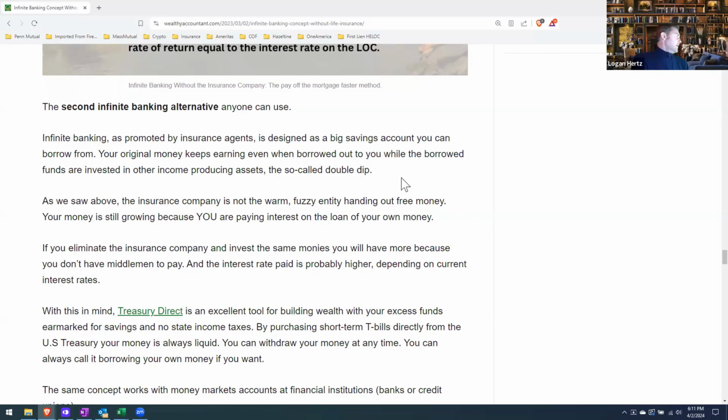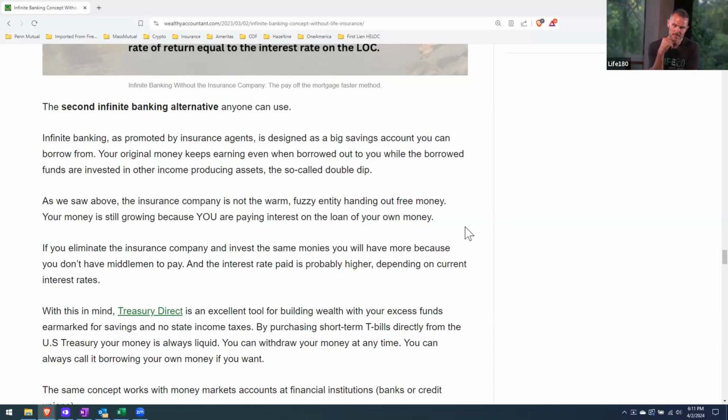Right. As we saw above, the insurance company is not the warm, fuzzy entity handing out free money. Your money is still growing because you are paying interest on the loan of your own money. No, we showed that's not the case. It grows regardless. And you're not paying the interest on the loan of your own money. You're leveraging your own money for collateral. Right. And the insurance company is giving you a loan.